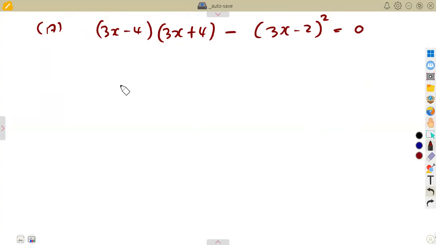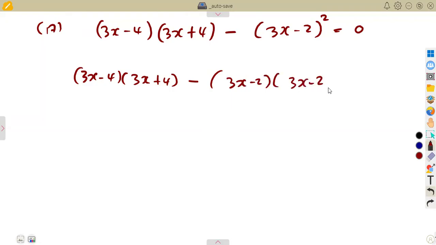So expand your brackets as usual. All right, let's just rewrite this as usual: (3x - 4)(3x + 4) minus. So there we're going to have 2 brackets to be considered: the bracket of (3x - 2) and also the bracket of (3x - 2) multiplied together.